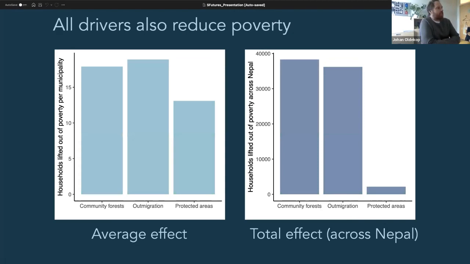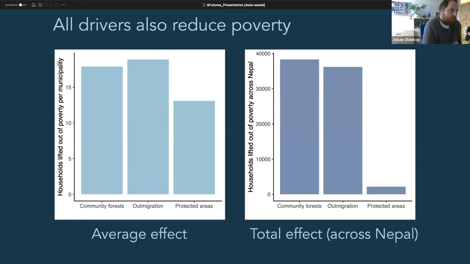And for poverty, we see very similar results in the sense that all of these drivers of change reduce poverty, at least measured through the national census, but those effects are very different from each other when we start looking at how these scale up across the country.